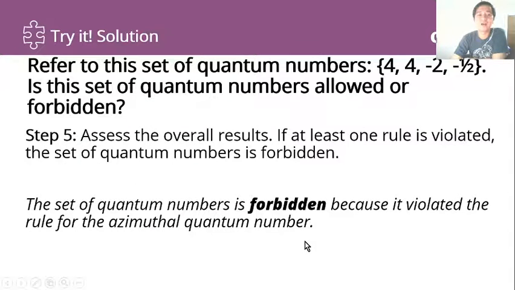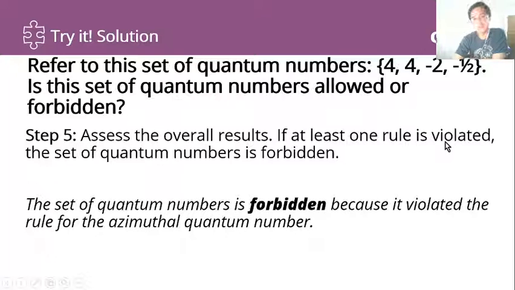Now, after that, you're going to assess the overall results. If even only one rule is violated, then the set of 4 quantum numbers is forbidden. So is this set of quantum numbers forbidden or allowed? The answer is forbidden. Why? Because it violated the rule for the azimuthal quantum number, since the allowed values for the azimuthal are only from 3 down to 0.